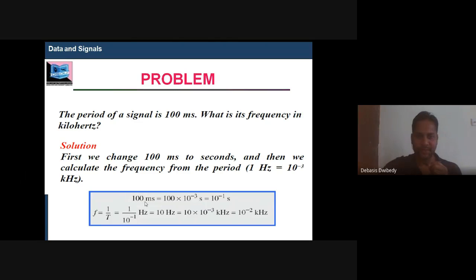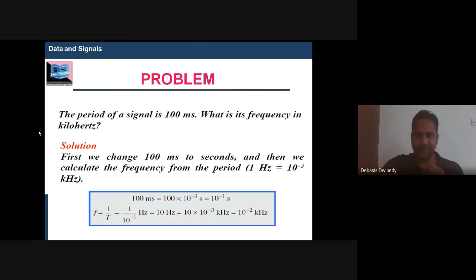So 100 millisecond, we will first convert into second. Okay, so 100 millisecond is how much second? 1 millisecond is 10 to the power minus 3 second, we read that thumb rule. So 100 millisecond will be 100 into 10 to the power minus 3 second. So eventually we will get 10 to the power minus 1 second.